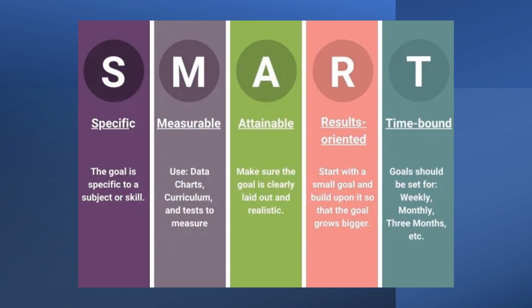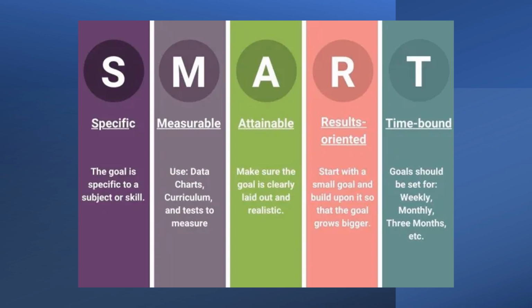Attainable. The goal should be very attainable. So whether it's a week long, 3 months, or a whole month, it should be attainable for the student. It can feel hopeless for the student if it's a goal that is a little bit far fetched. Next one is results oriented. Start with a small goal and build upon it so that the goal grows bigger. So you always start with a smaller goal and then extend off from that.